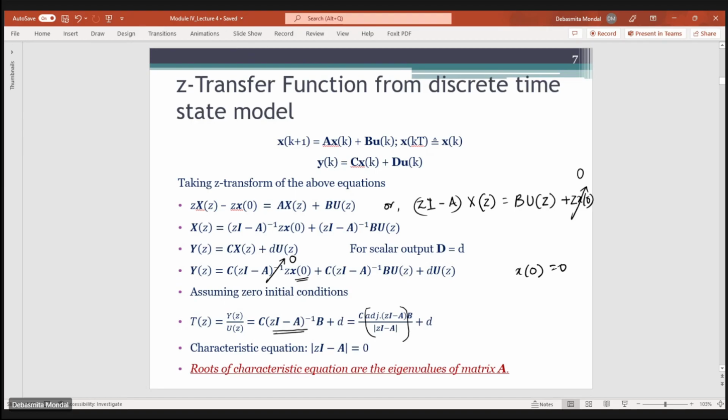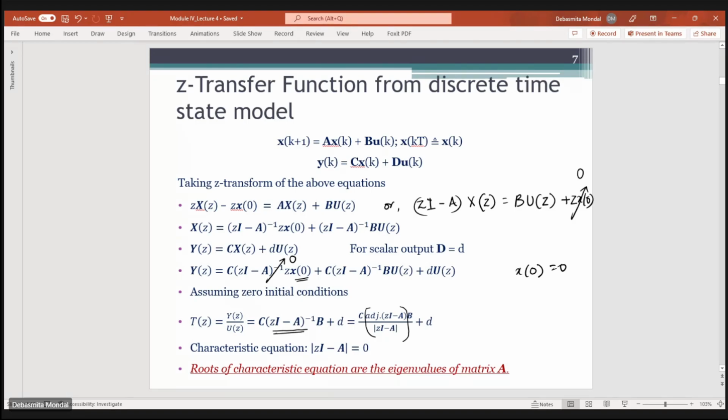If you know the roots of the characteristic equation, in the continuous time domain where we were talking about the root locus and the Routh-Hurwitz criteria, there we have seen that the roots of the characteristic equation are nothing but the closed loop poles of the system. Similarly, in this case also, the roots of the characteristic equation are the eigenvalues of the matrix A, and the eigenvalues of the matrix A are nothing but the closed loop poles of the system.